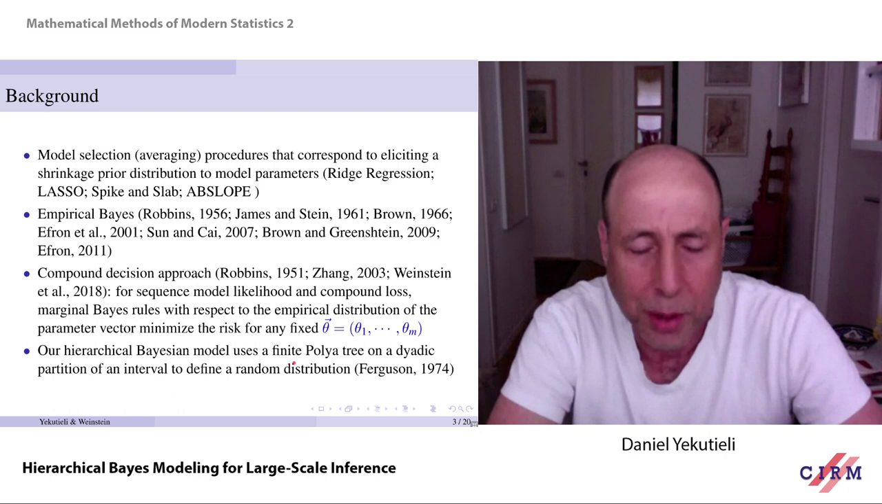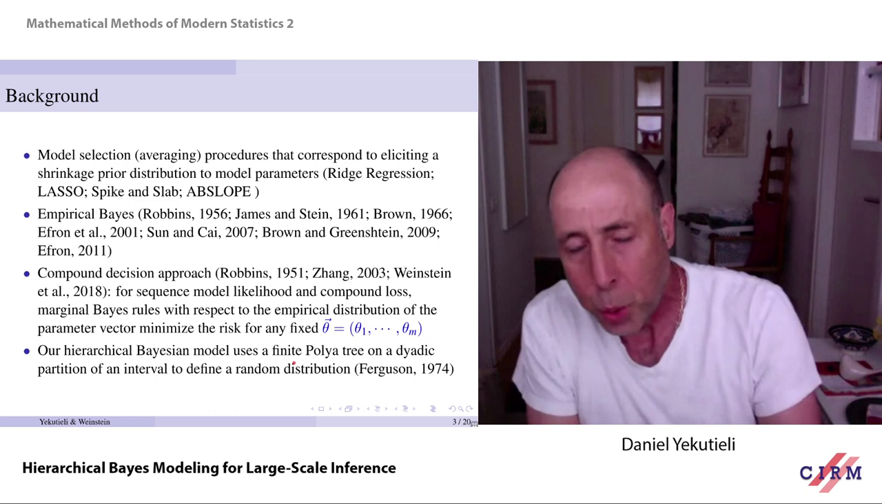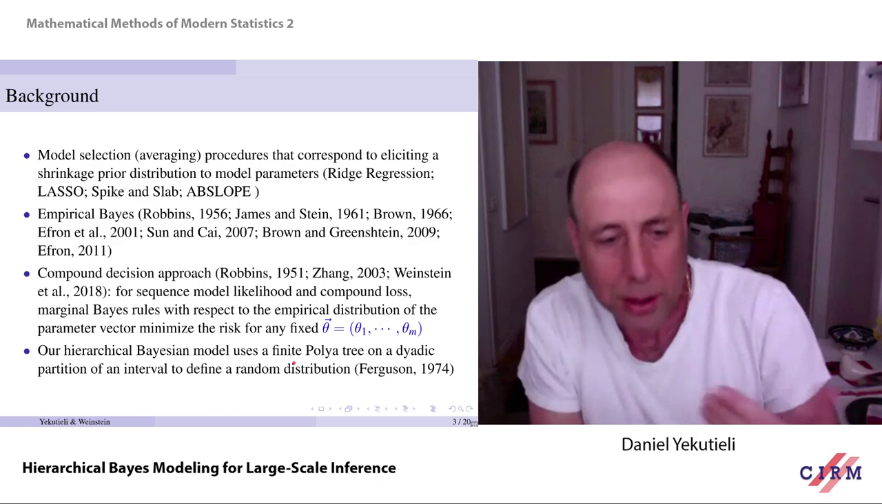framework was defined for a very simplistic sequence model in which we have a vector of parameters, and each parameter specifies the distribution of a single estimator, whereas our framework is a multivariate extension that is more general and works for any given likelihood.